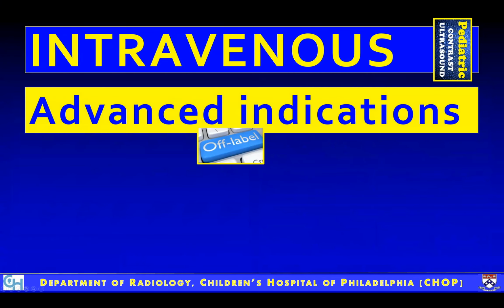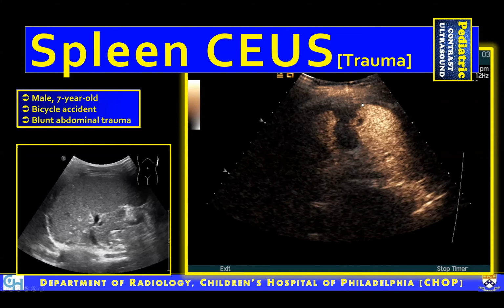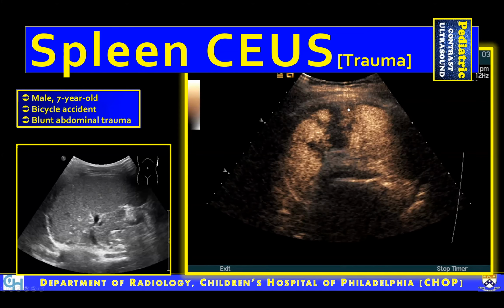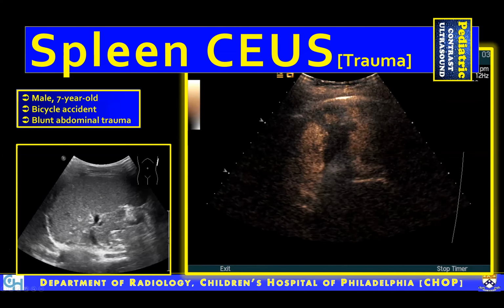What are the off-label intravenous indications? So if you do the spleen, that's really also off-label, like this, a male 7-year-old with a bicycle accident who came with a blunt abdominal trauma. Looking at the grayscale, even if you scan yourself, in this case, I remember doing that, you really didn't see a lesion, but when you give the contrast, you clearly see the laceration in this spleen very well.